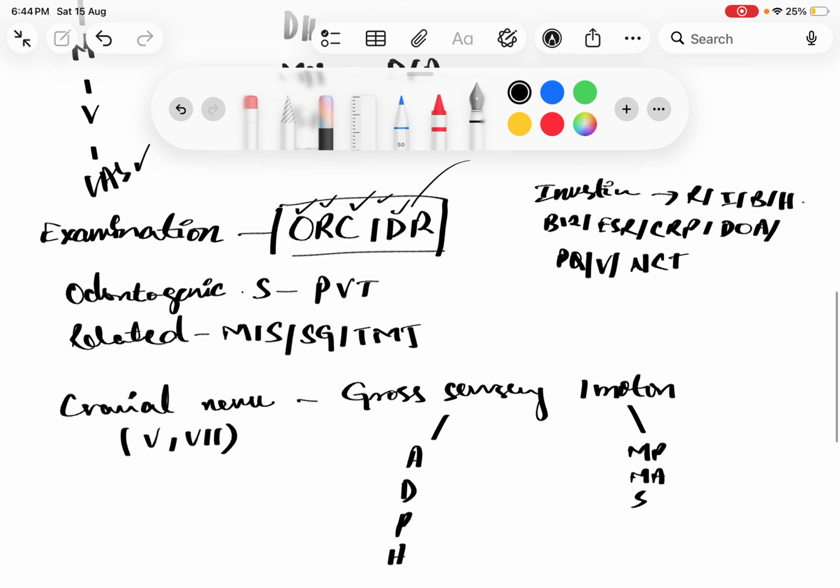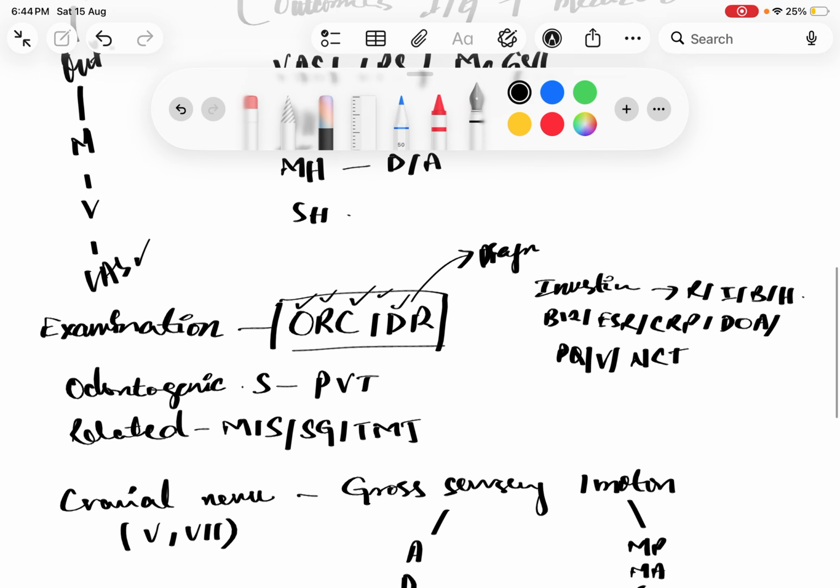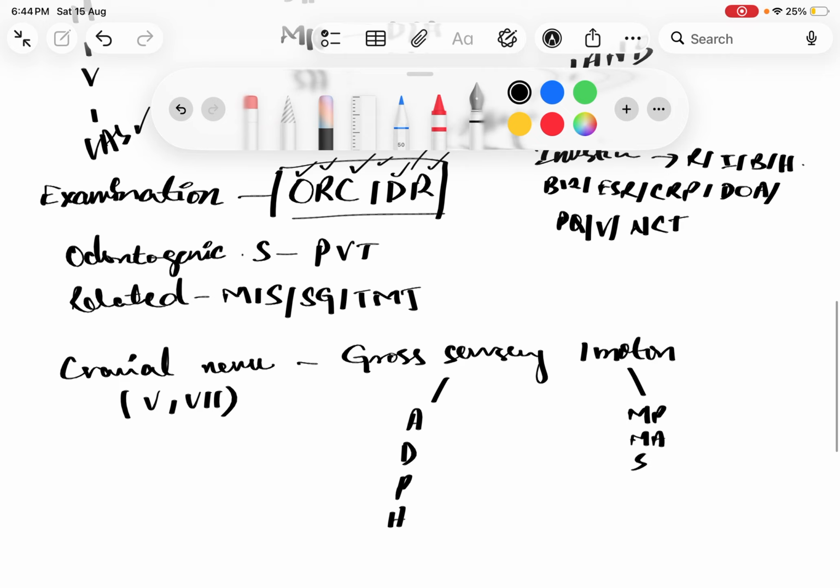And D stands for diagnostic, which is very, very important. That is the most important diagnostic test, your local anesthetic nerve block test, which is used to identify or confirm referred pain. And lastly R is to request further information from the dental practitioner or specialist.